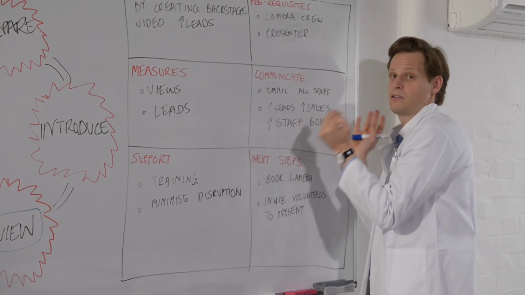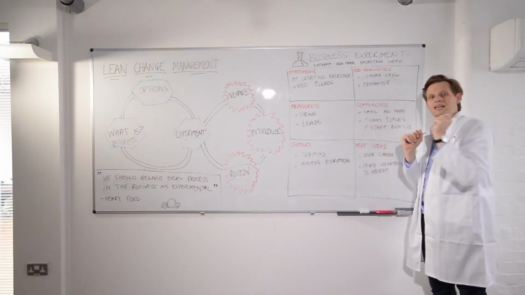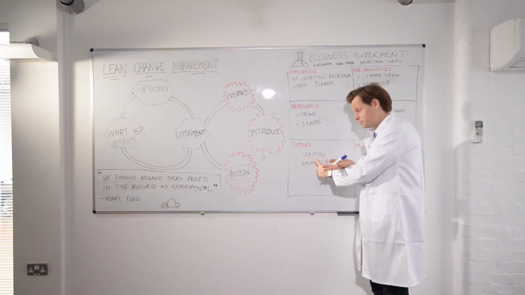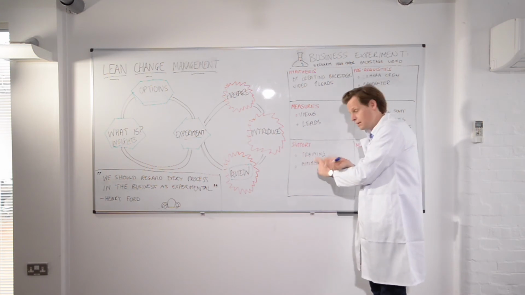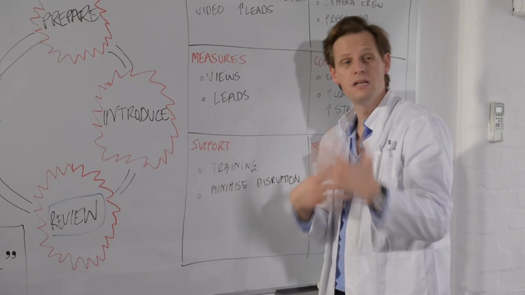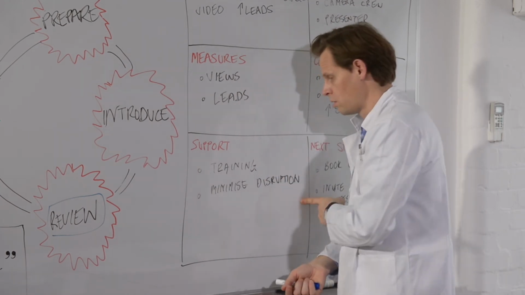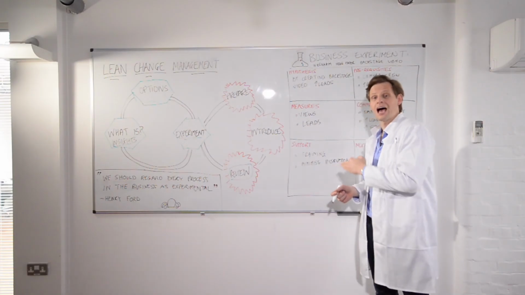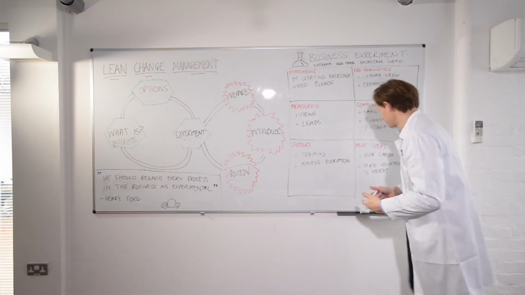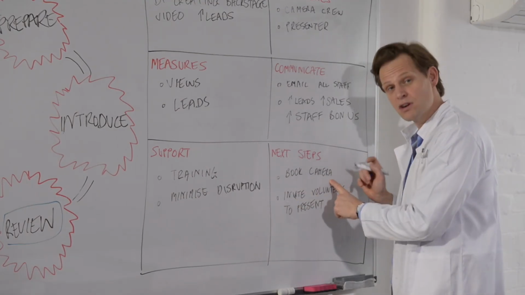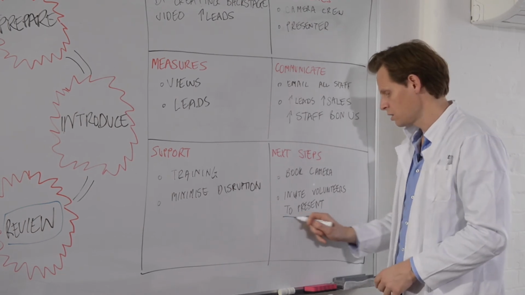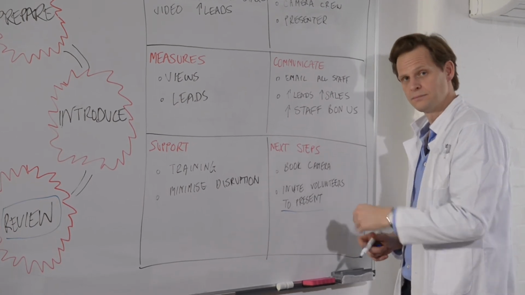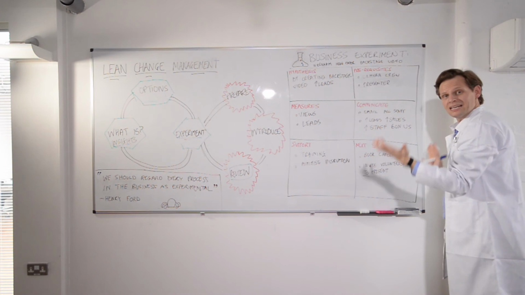So useful to spend a lot of time in this box. Next, it's how we're going to support people. I'm suggesting there's some training of the people who are going to present in this video. And we're also going to talk about minimizing the disruption to the shop floor when we make the video. Finally, it's next steps, how we're going to get into action with this experiment. Here we're going to book a camera crew on a particular date, and we're going to invite some volunteers to present in this video. That was the business experiment canvas.